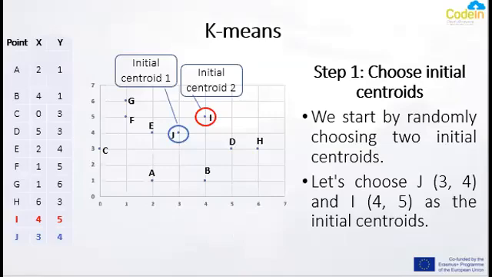Here's an example of how to apply the k-means algorithm to a small data set of 10 points. Suppose you have the following data set. You want to cluster these points into two groups. Step 1, choose initial centroids. We start by randomly choosing two initial centroids. Let's choose points J and I as the initial centroids.